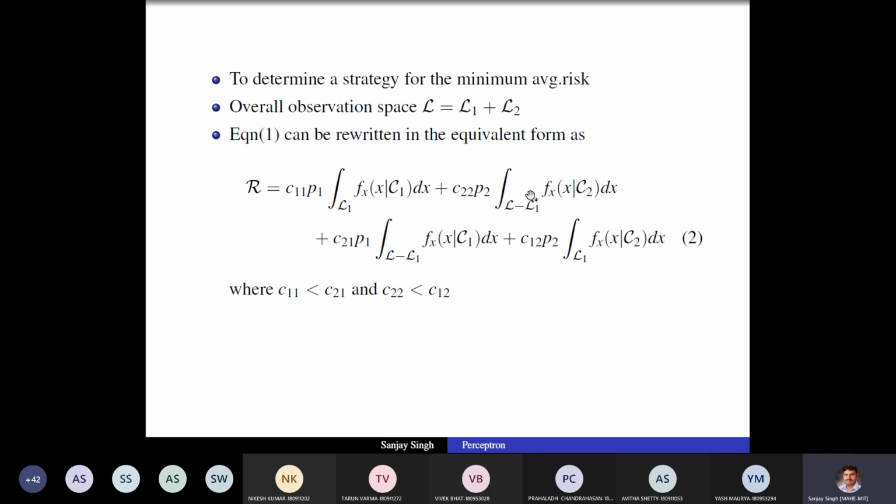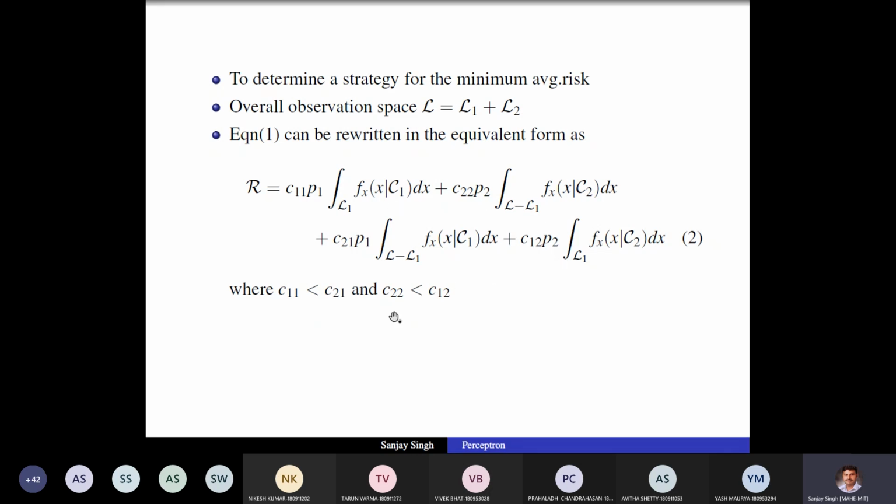Remember that here it was L2 earlier. Because L2 is there, either I could have written everything in terms of L1 or everything in terms of L2. I could have done it either way. So I've done everything in terms of L1 and L. Wherever L2 was there, I can write L minus L1, right?